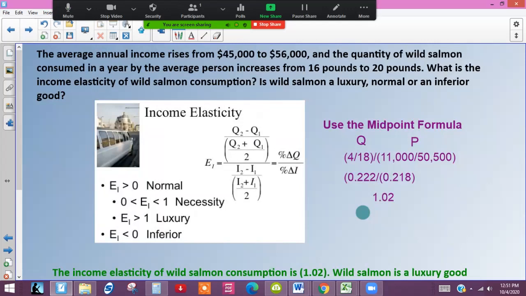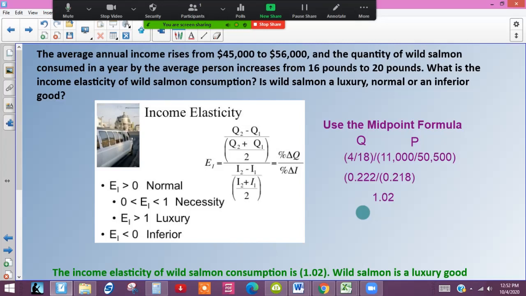So we have an average annual income that's going to go up from $45,000 a year to $56,000 a year. And as a result, the quantity of wild salmon consumed, and consumed is the same thing as demanded in a year by the average person, increases from 16 pounds to 20 pounds. What is the income elasticity of wild salmon consumption? And then we want to determine whether wild salmon is a luxury, normal, or inferior good.